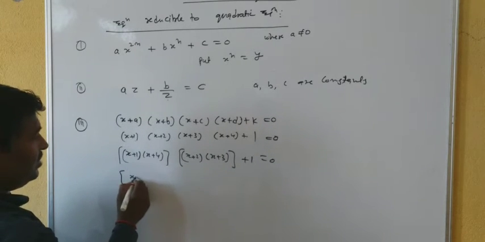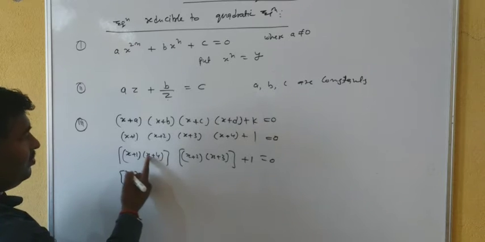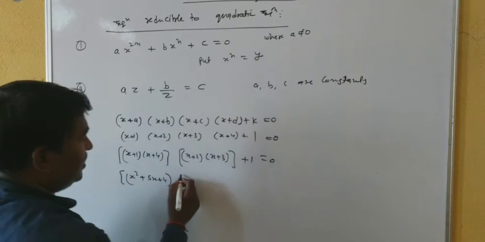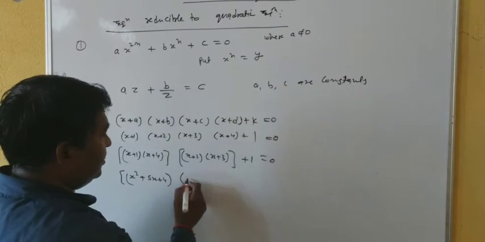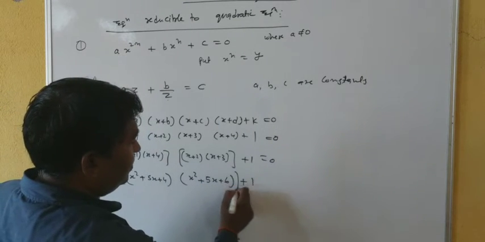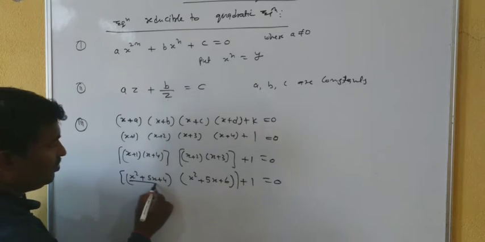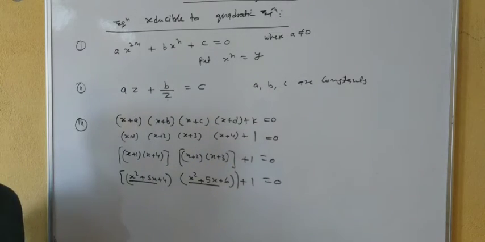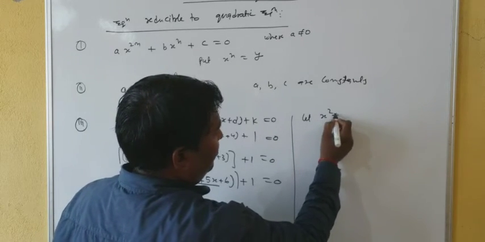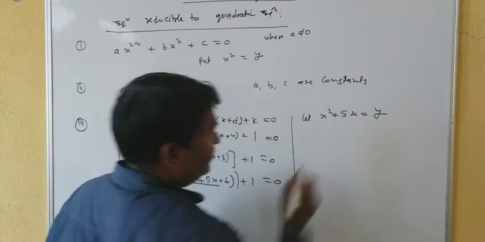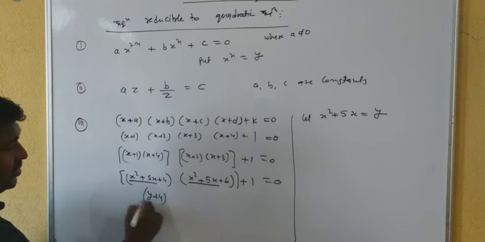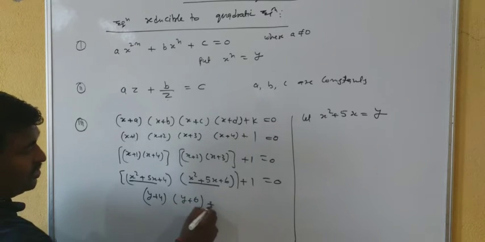See, x square plus 4x plus x, that is 5x, plus 4 in one bracket. In another bracket what will you get? Here x square, again 5x plus 6, plus 1 is equal to 0. Now see, x square plus 5x, x square plus 5x. In such a type of question, let x square plus 5x be equal to y. Now if you put y here, you will get y plus 4 into y plus 6 plus 1 is equal to 0.